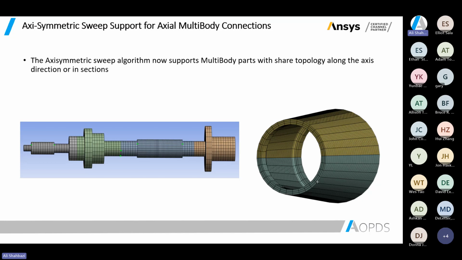But what happens is in those connections, one node is being shared with two different components. That's what we call conformal nodes. In this case, the axisymmetric sweep algorithm now supports multi-body parts which share topology along the axis direction or in sections. So you can share topology, mesh them. When you mesh them, then those connections can happen much smoother and better, and can do a good job representing basically your connections in real life.